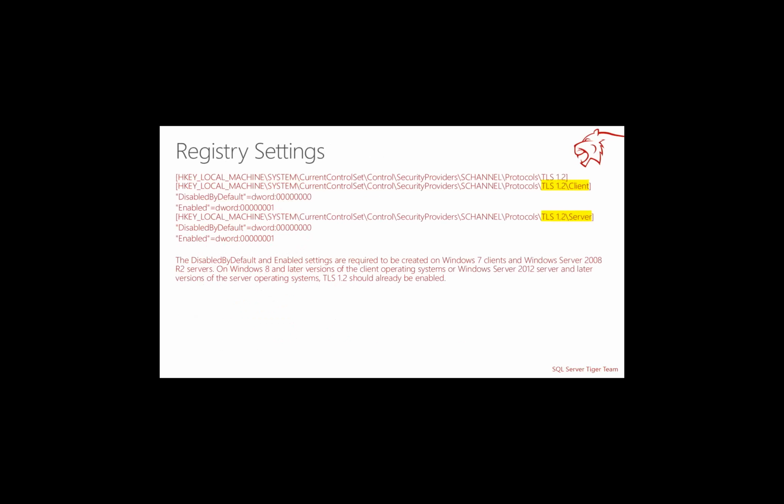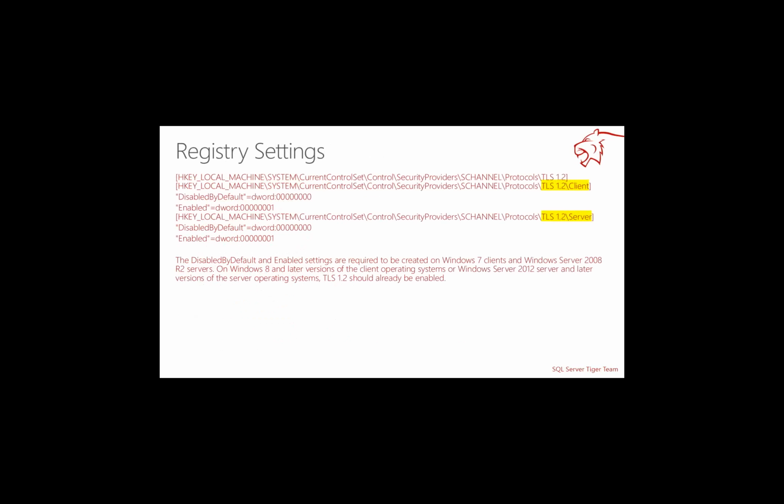If you look at the text below those registry key settings, you will see that disabled by default and enabled settings are required only for our Windows 7 clients and Windows Server 2008 R2 servers. On Windows 8 and later versions and Server 2012 and above, these operating systems already have support for TLS 1.2, so these keys might not be required depending on the application that you're using. Some applications can hardcode to use only a specific protocol.